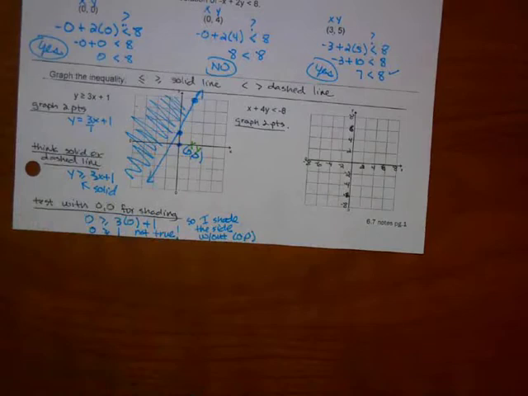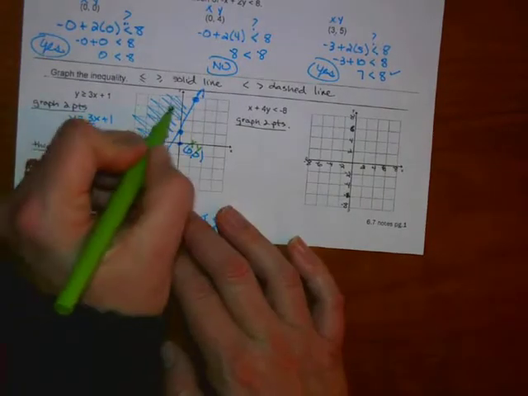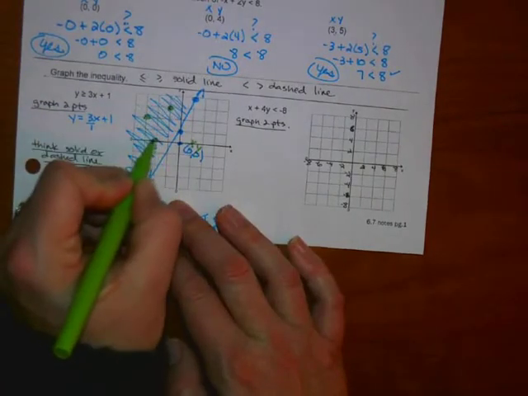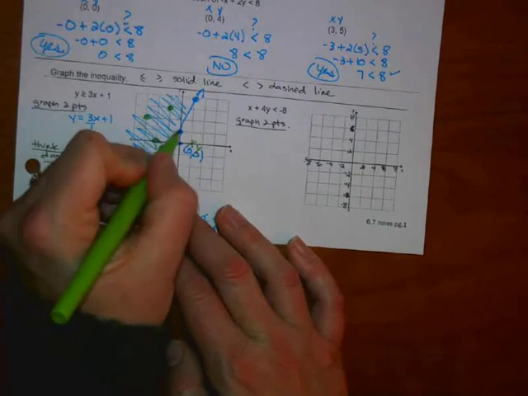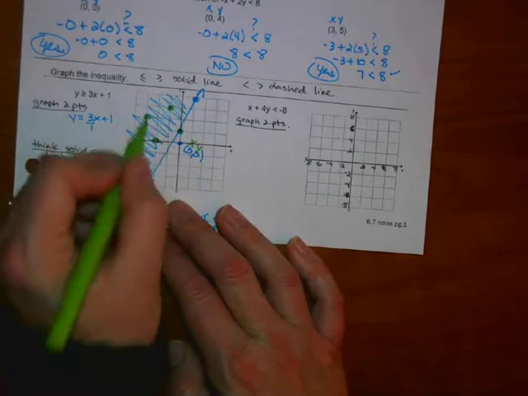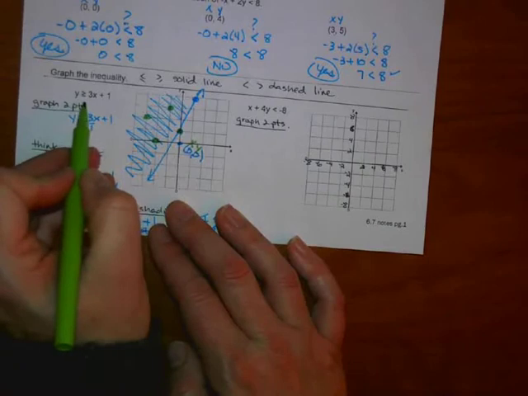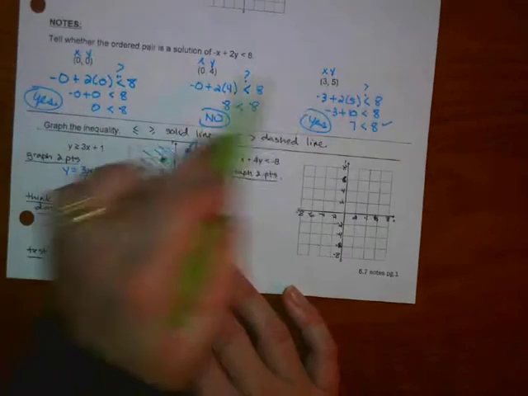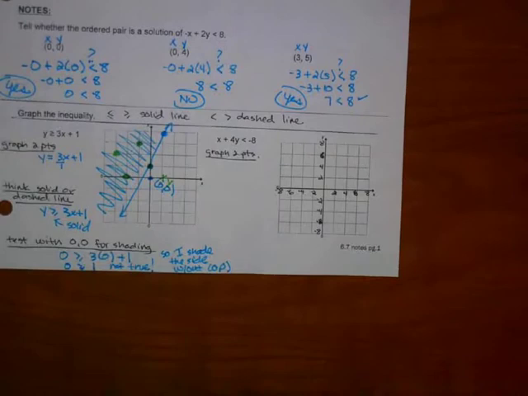Now what this tells me is I can pick any ordered pair from over here, any of these ordered pairs, anything on the line and anything in the shaded area, plug it into my inequality, and it would make that inequality true. It would be a solution, just like we checked with these points up here. Okay? So that's what you're doing when you graph inequalities.